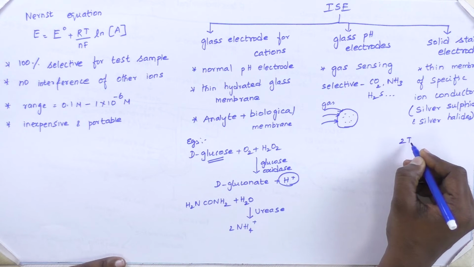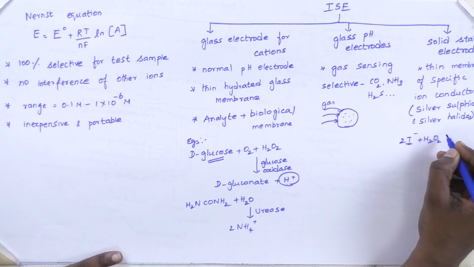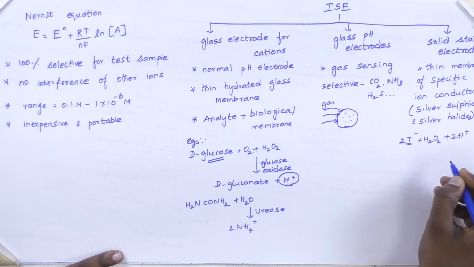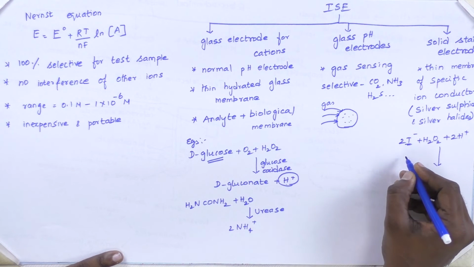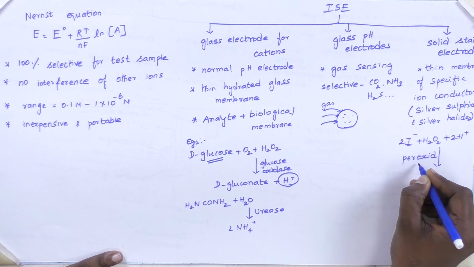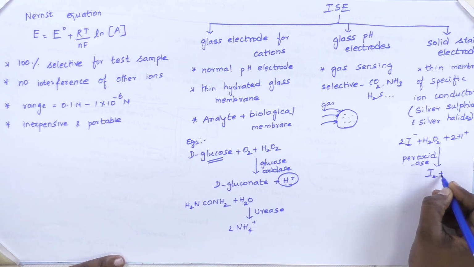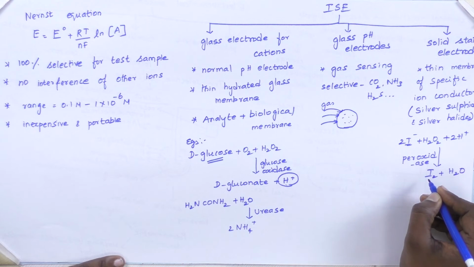This electrode is used to determine the concentration of a specific ion in a solution. For example, we shall consider detection of iodide ion in a solution. If the solution contains iodide ion, it reacts with hydrogen peroxide with H plus ions in presence of peroxidase enzyme. It produces iodine with the release of water molecules.